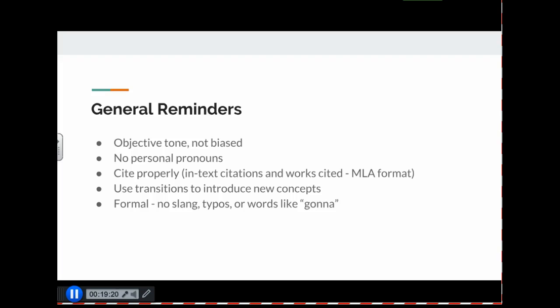Basically, it's good writing. It's all of your standards you have to hit for the United States and California in a rubric. That's what you should be expected to do. Lastly, no slang, no typos, and no words like gonna. It's going to. We can say it, we can text it, but we do not put it in an academic forum.